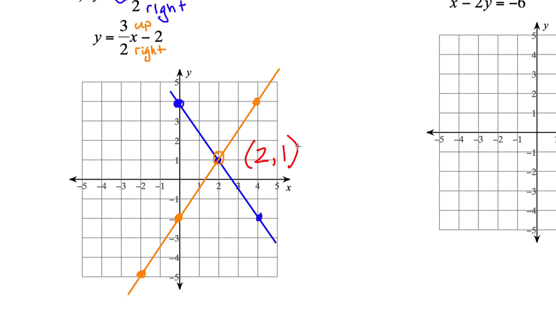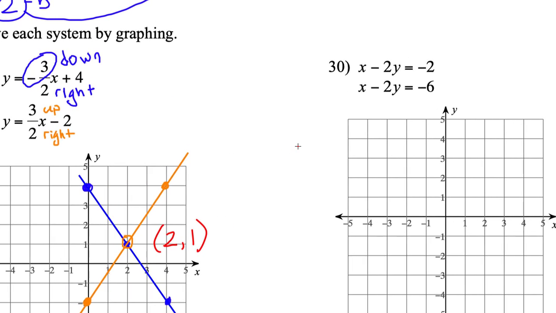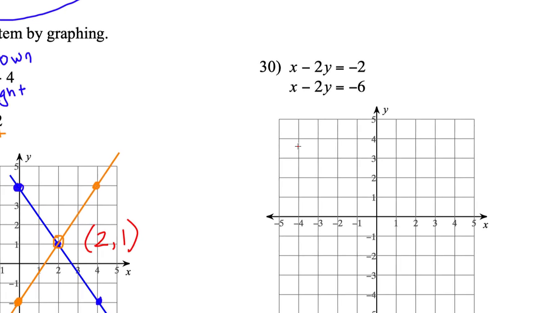We are now on to number 30. So number 30, this one is in standard form. Standard form is where we find the x and the y-intercepts by plugging in zeros. I'm first going to find my y-intercept for my top equation. That means I'm subbing in 0 for x, so that's gone. Now I have the equation negative 2y is equal to negative 2. If I divide both sides by negative 2, I get the equation y is equal to 1.